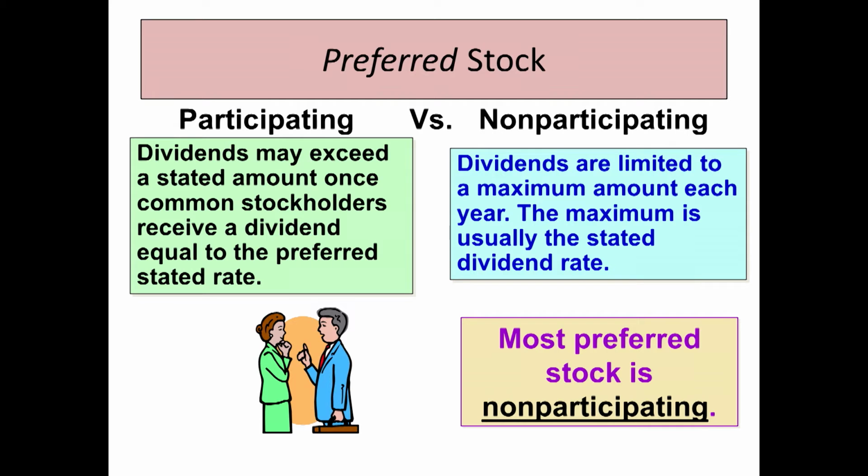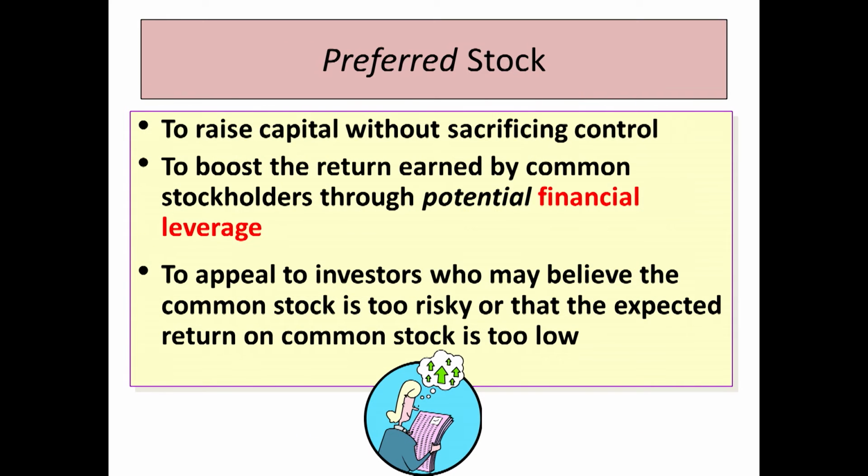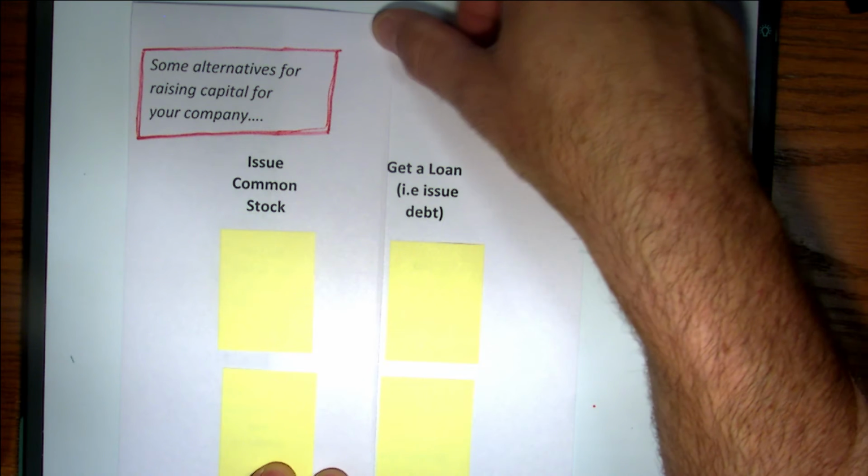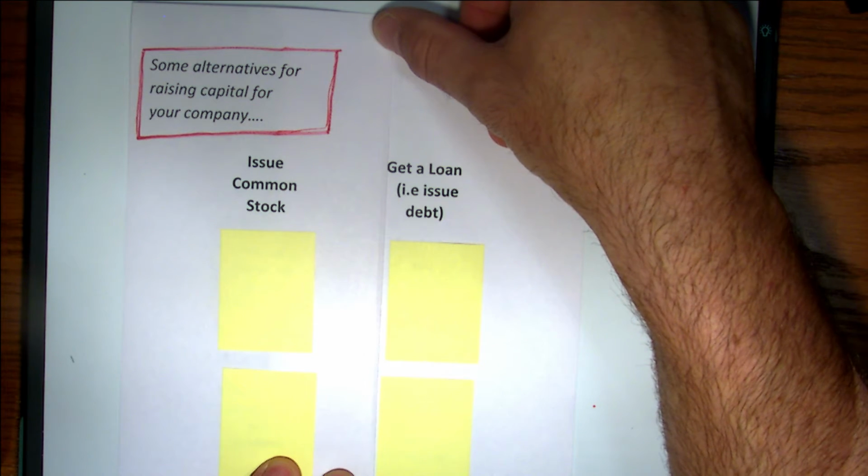Okay, all right. I want to go to this next slide and say, why would a company issue preferred stock? Now, we're not saying why would somebody buy preferred stock. We're saying, why would a company issue preferred stock? Let's actually go back to the document camera, and I want to show you something here. Kind of a nice little summary. Okay? All right. These are some different alternatives for raising capital for your company.